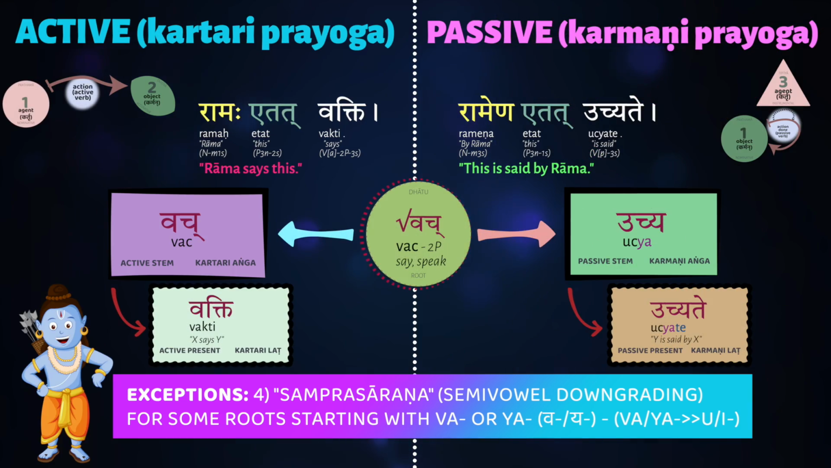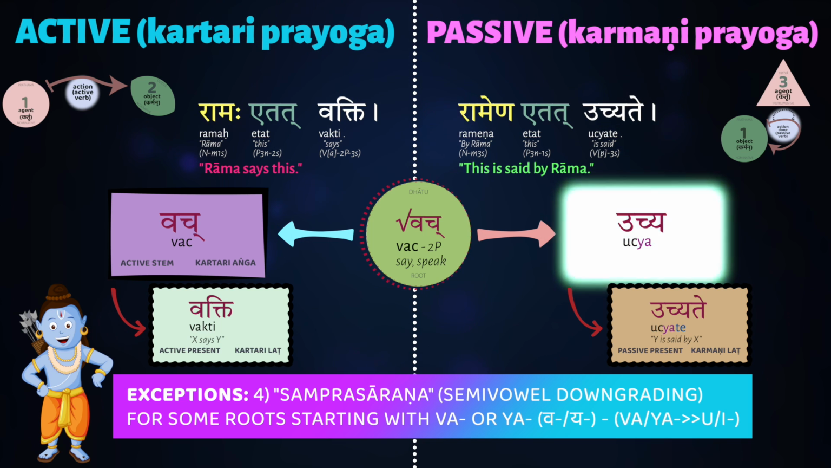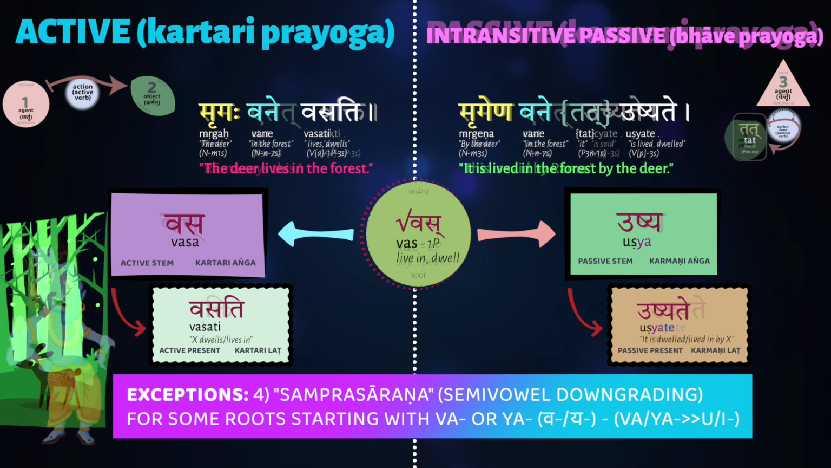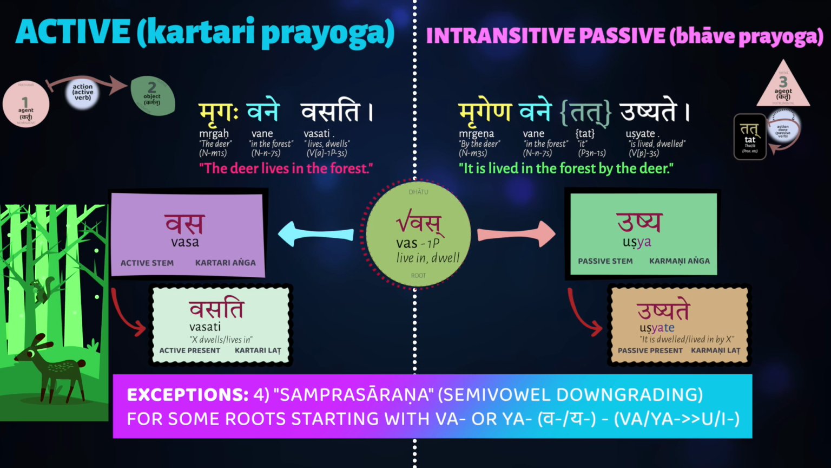So for the root vach, to say or speak, reduce the va to an u, and we get uch. And then we add our passive marker ya, and we have our passive stem uchya. And then we add our atmanepada endings. So etat ramena uchyate. This would mean this is said by Rama.